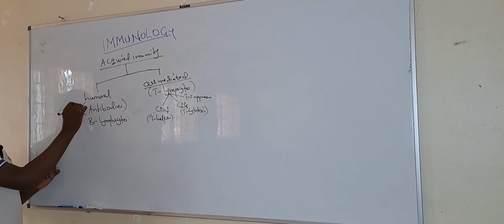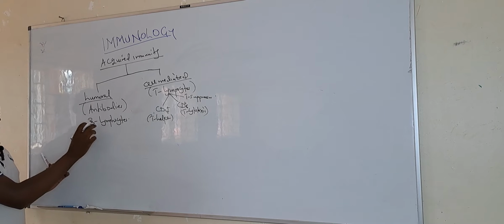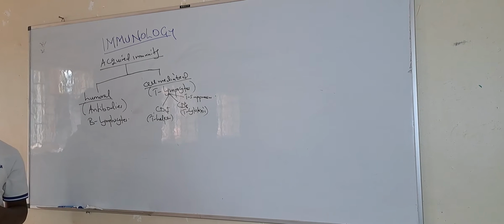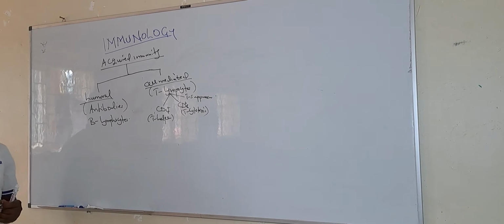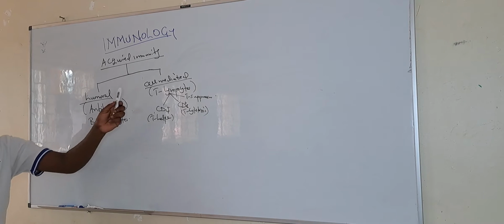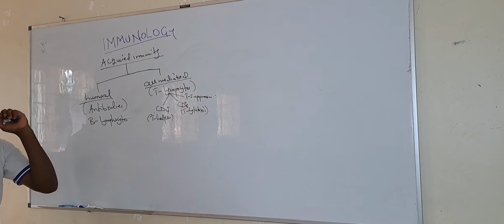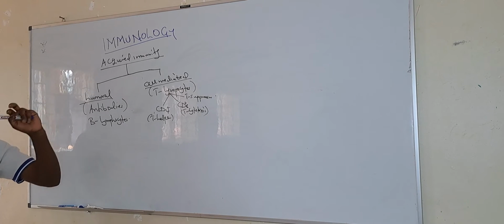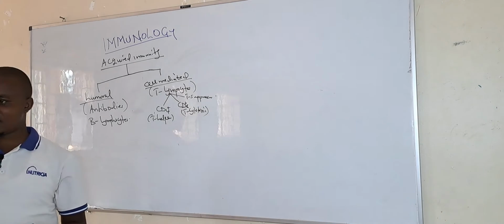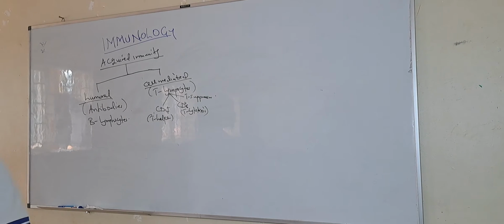Then in the humoral, we are looking at the antibodies being produced by the B lymphocytes and being specific. So this one is specific in action, but this one is not so much specific, but we shall look at it. So we are going to look at the pathways in this, the different pathways in acquired immunity.